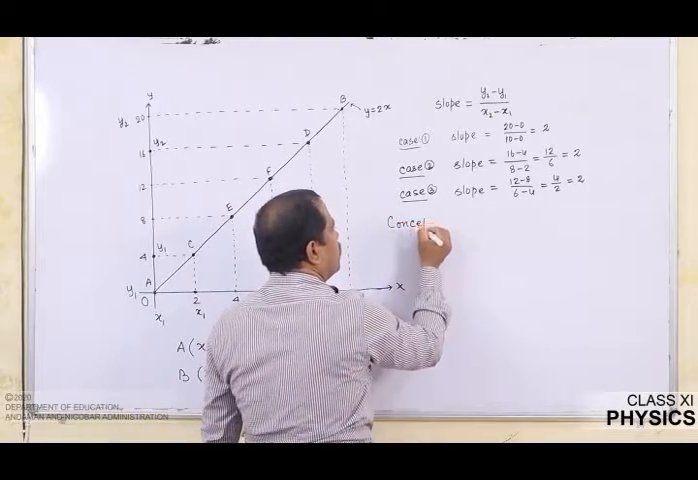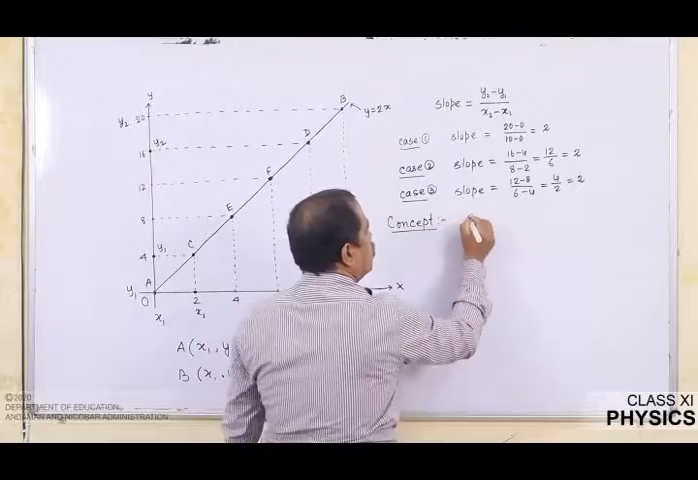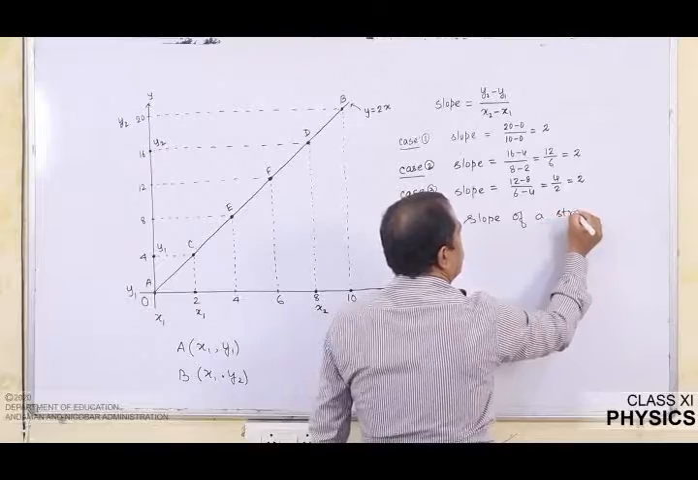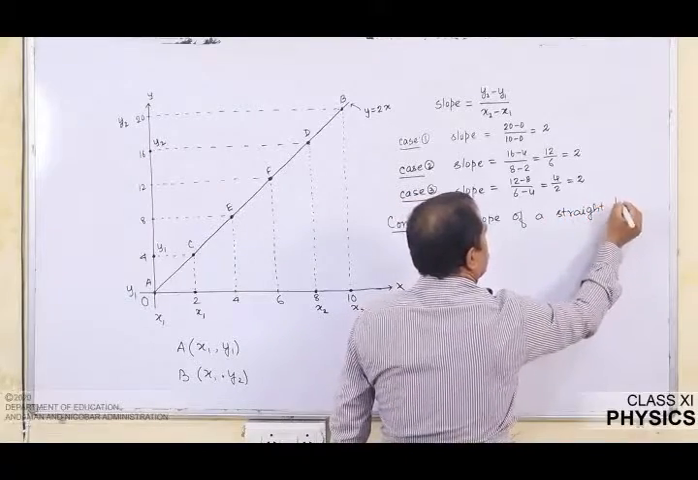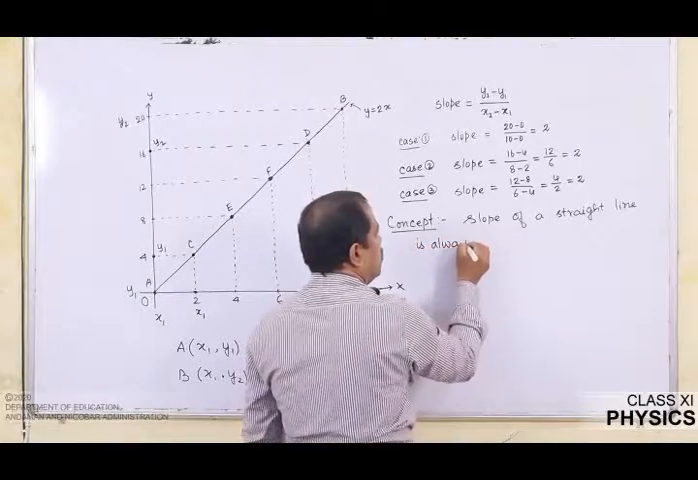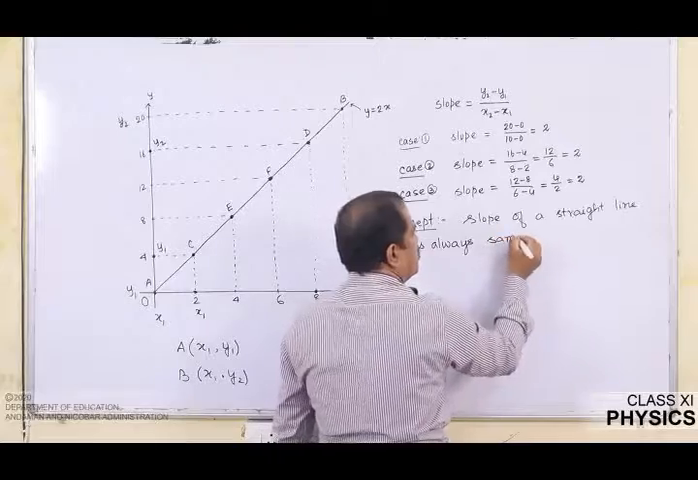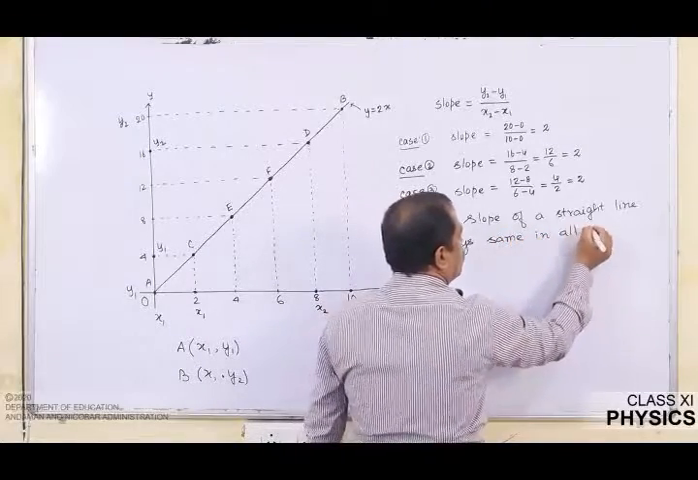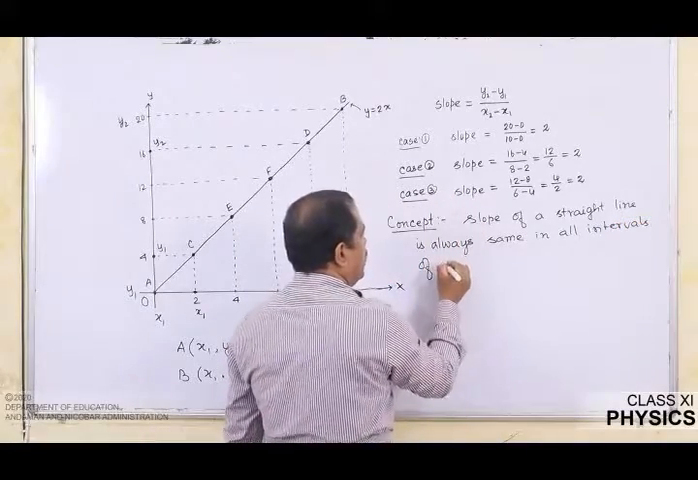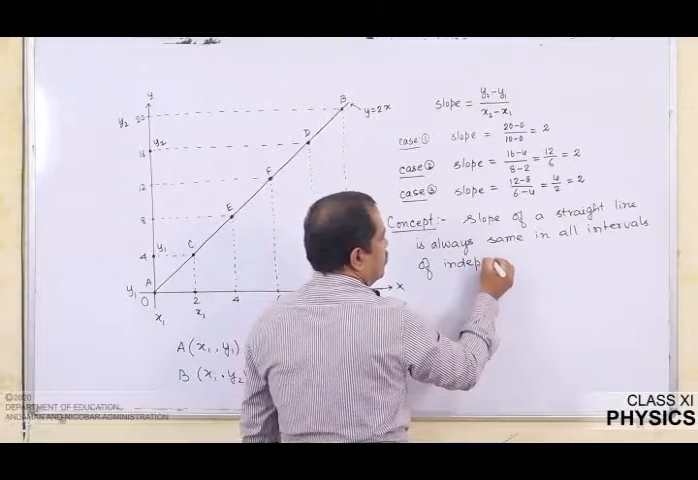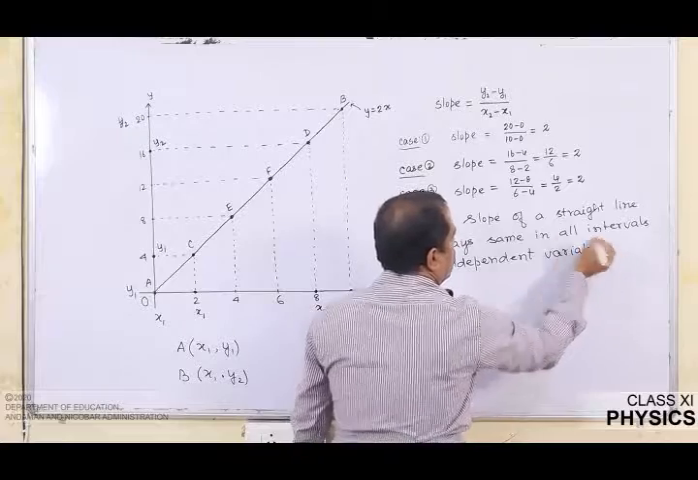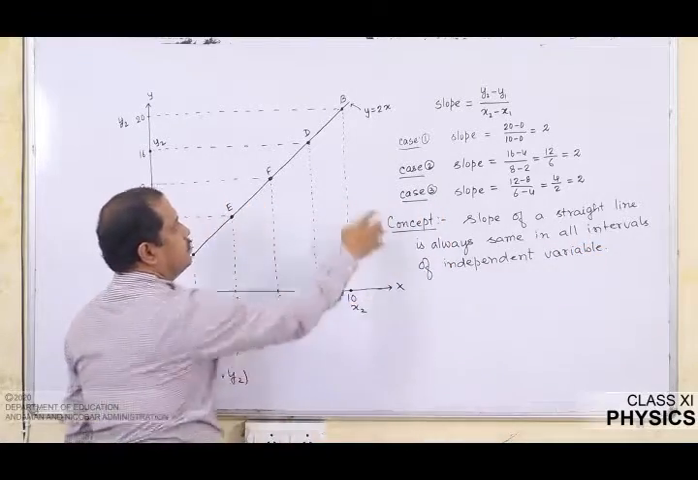So, what the concept says: slope of a straight line is always same in all intervals of independent variable. For me, independent variable is x.